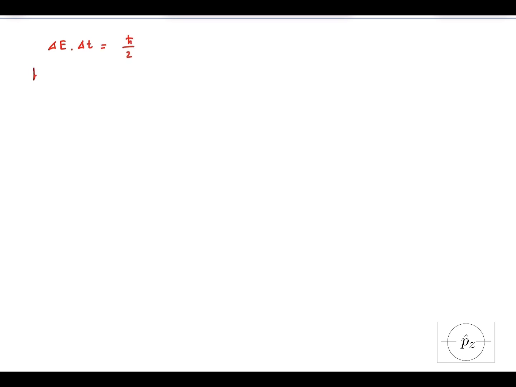Delta E can be written as h times delta nu, times delta T is equal to h divided by 4 pi. That means delta nu is 1 by 4 pi delta T. So delta nu divided by nu can be written as 1 by 4 pi delta T times h divided by E. Now you put the values.